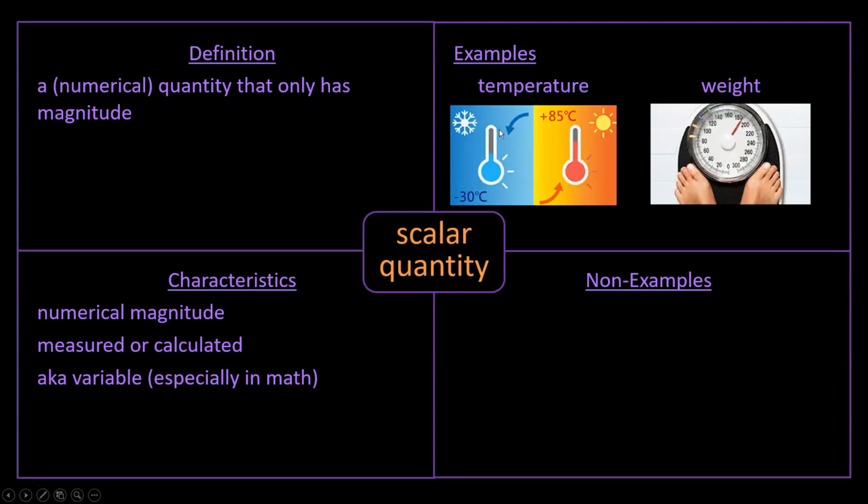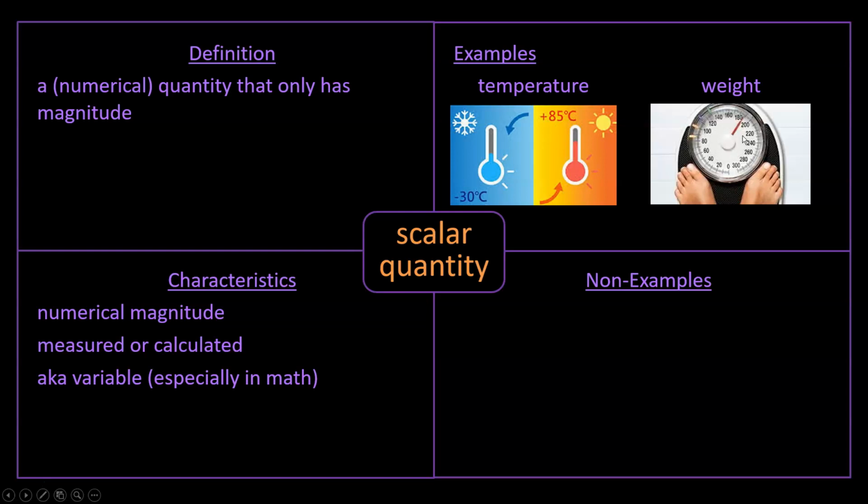Examples: we have temperature and we have weight. For instance, the temperature is either negative 30 degrees Celsius, very cold, or positive 85 degrees Celsius, very hot. But there is no direction to the temperature. The temperature may be increasing or decreasing, but it's not like it's 85 degrees Celsius in the south direction. That doesn't make any sense.